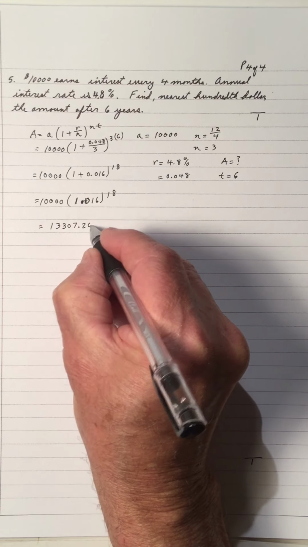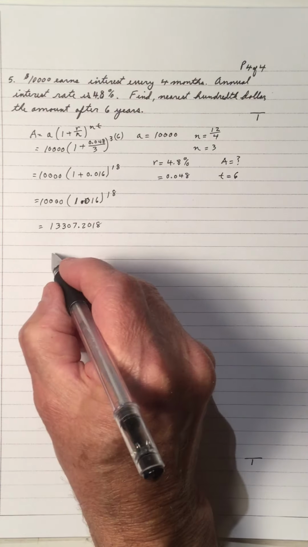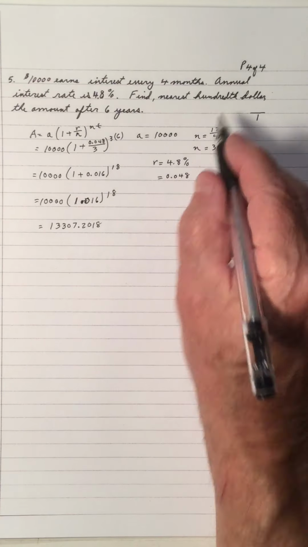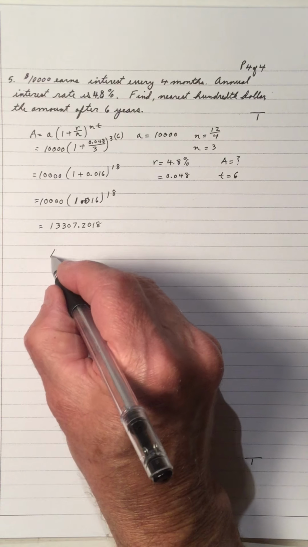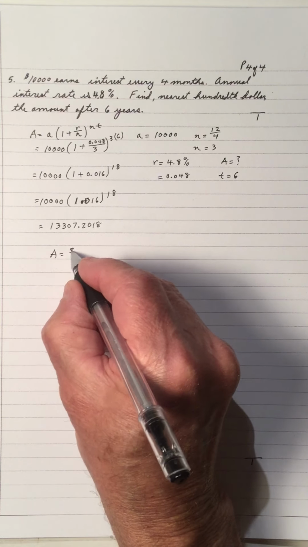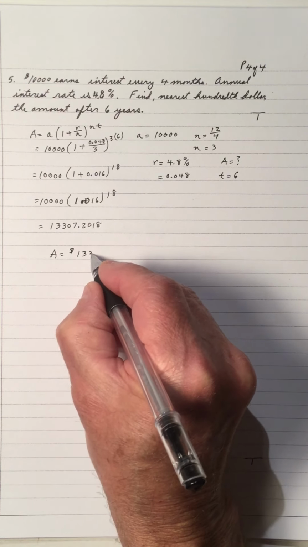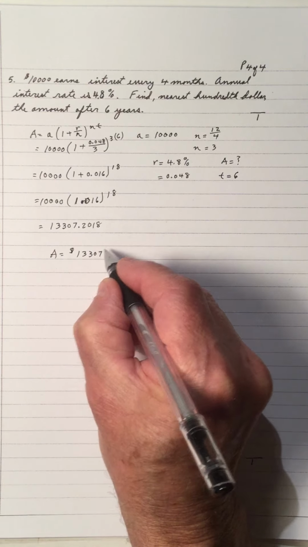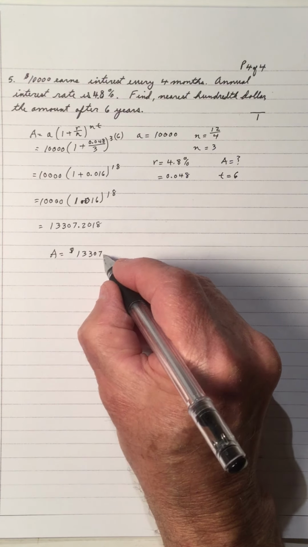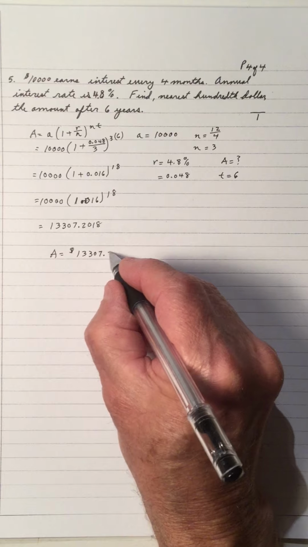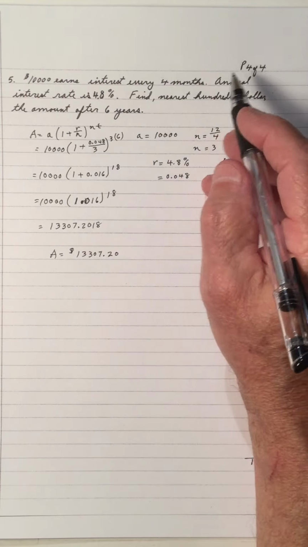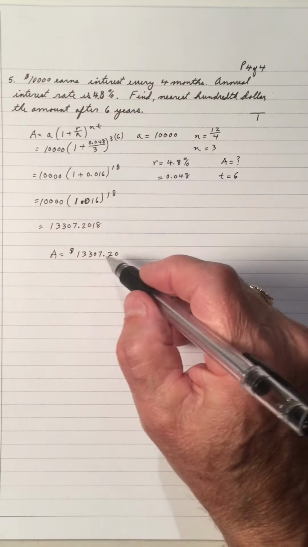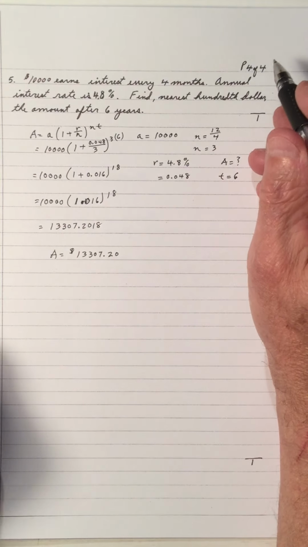And if you sub that in your calculator, you'll get 13,307 point. And we said round it to the nearest hundredth of a dollar. So the answer is $13,307, and to the nearest hundredth is 20 cents. So that's the amount of the 10,000 after 6 years.